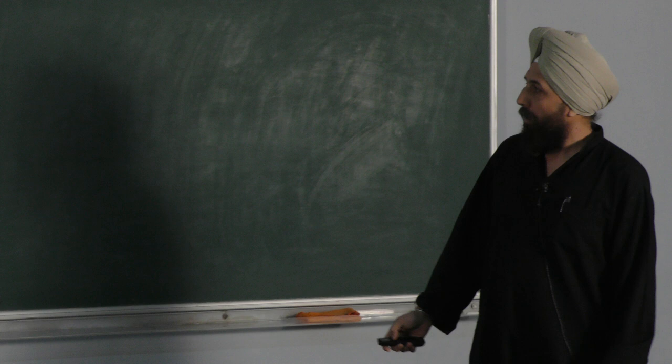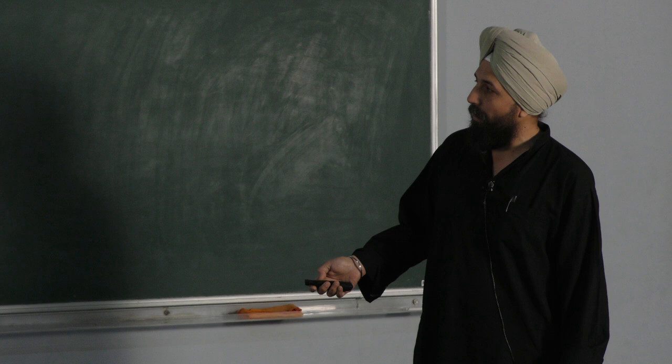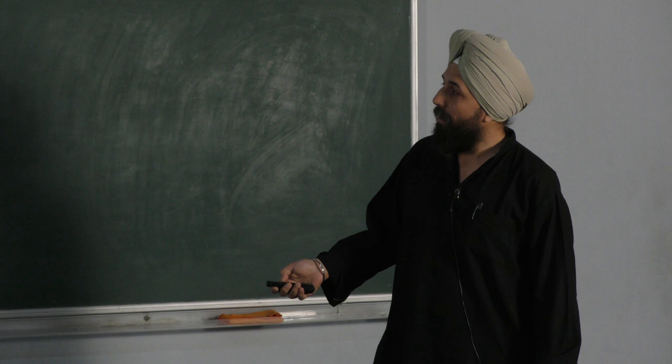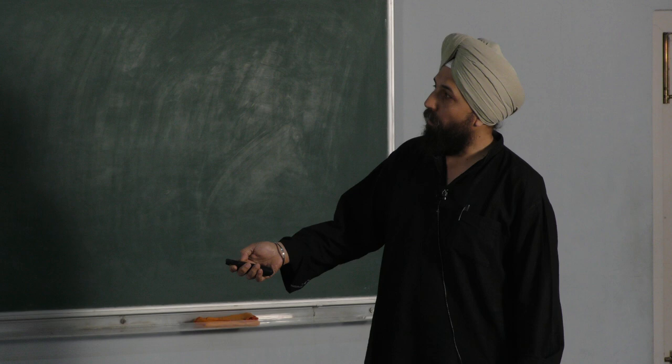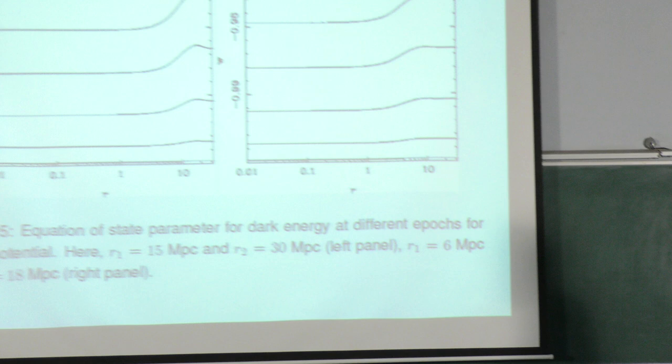Now, this is a plot for the psi square potential. I have removed the exponential potential. What I'm showing is what happens when we tweak the scales of relevance. So R1 here is 15 megaparsecs and 30 for the one on the left, and 6 and 18 for the one on the right. And what you find is that qualitatively, there is no significant difference.